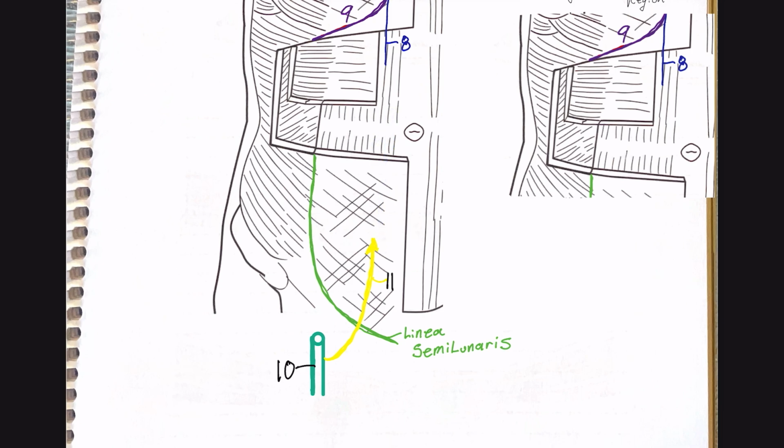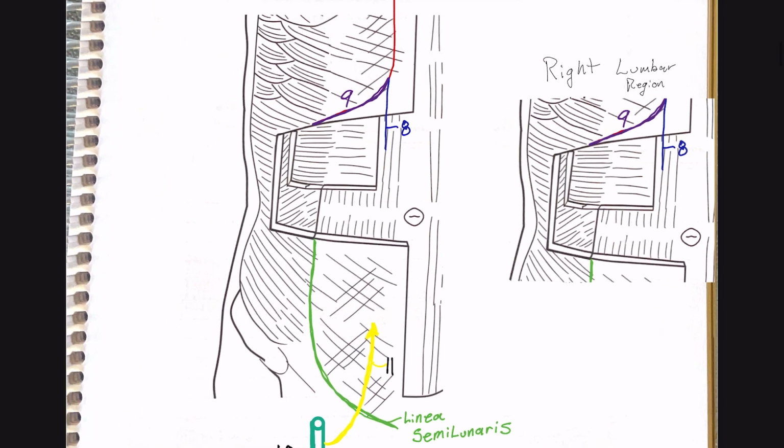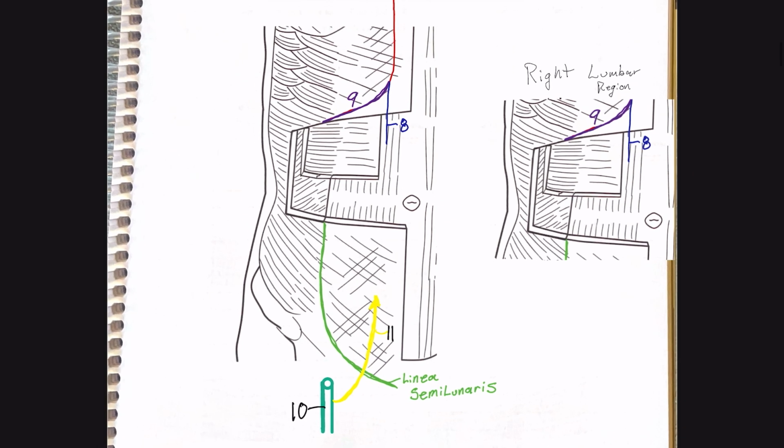Linea semilunaris we covered in the last video, and this is going to be a half moon shape, and you can see it kind of cups this rectus abdominis muscle. So it follows that and then comes down and forms the top of what we call the inguinal triangle. We'll cover that also in a later video. Lots of things adding up for more videos, but this is just breaking the ice.